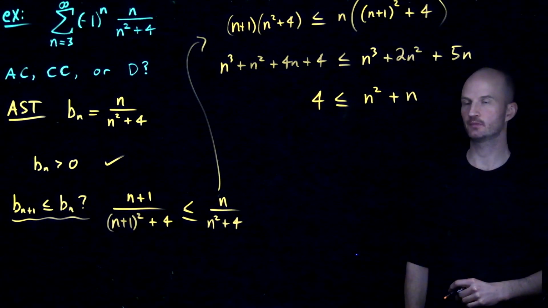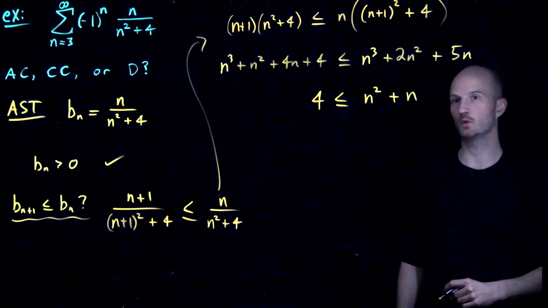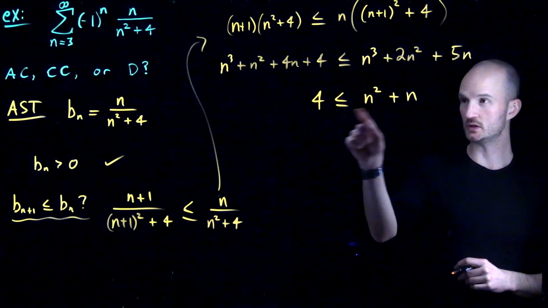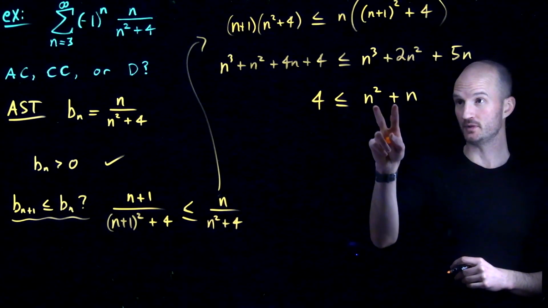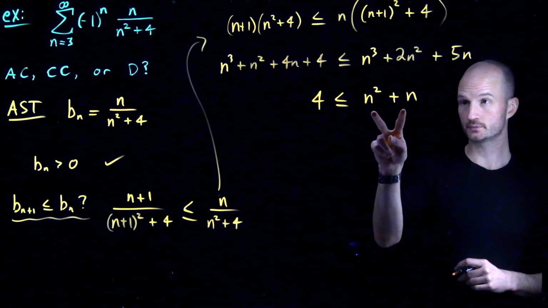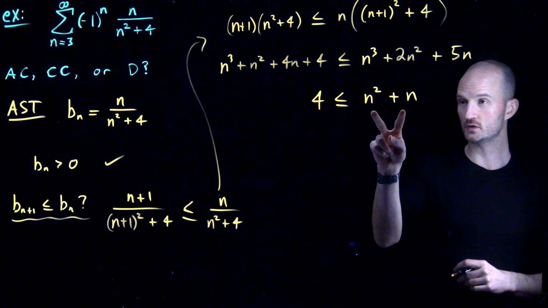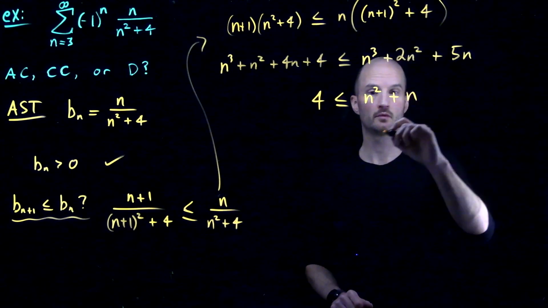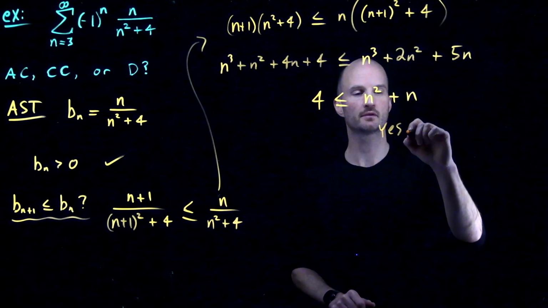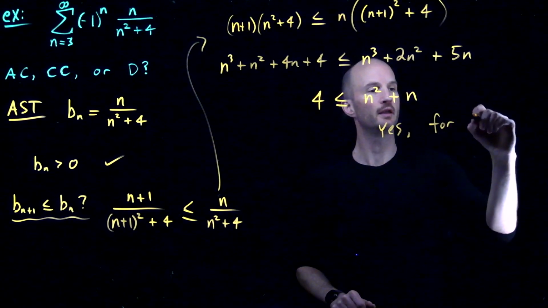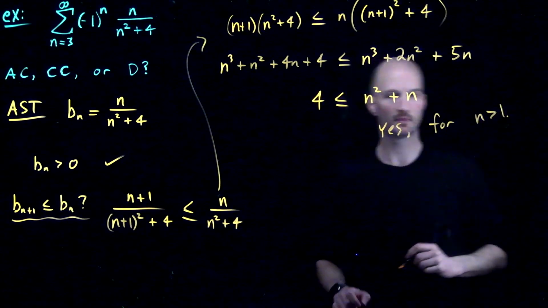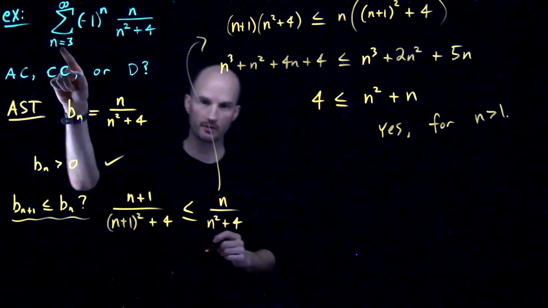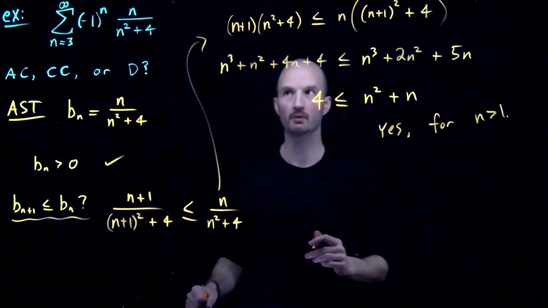So, is that true? Well, it's not true for n equals 1, right? If I plug in 1, I get 1 plus 1, which is not bigger than 4. But beginning at n equals 2, if you plug in n equals 2, you get 4 plus 2 is 6. So, yes, for n bigger than 1. And our series starts at 3, so no problem.